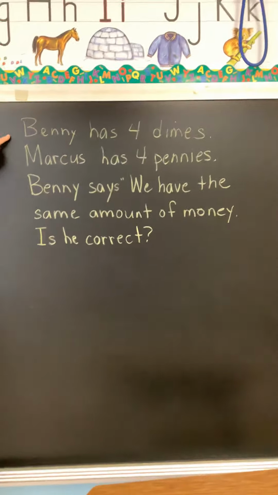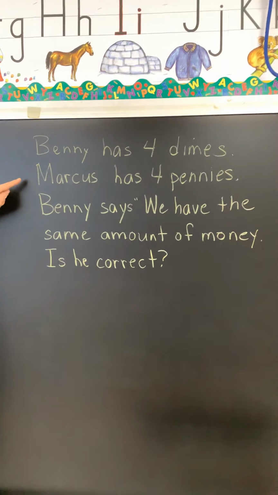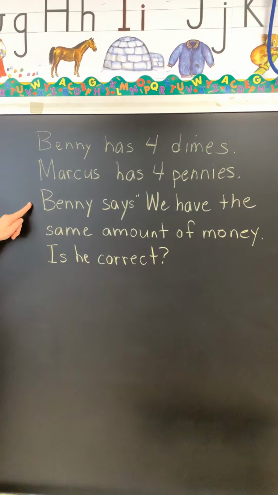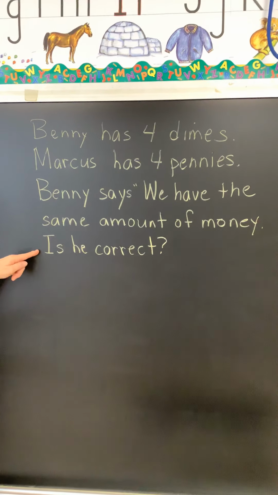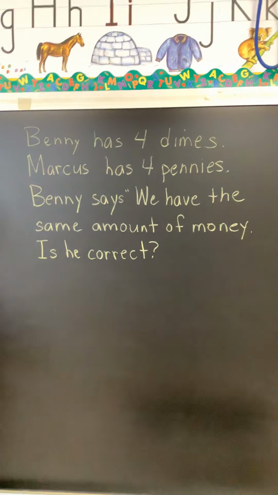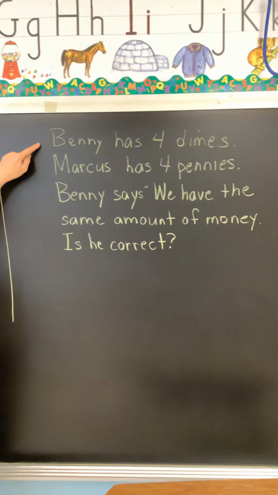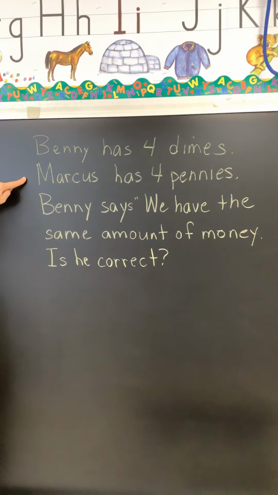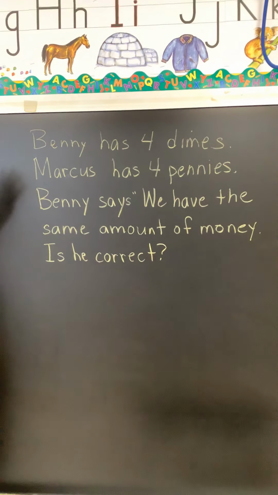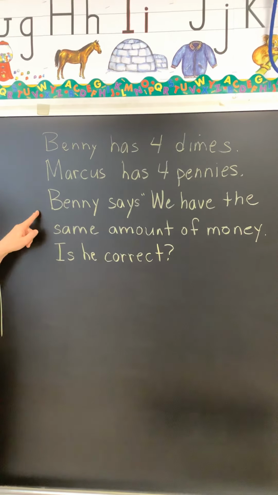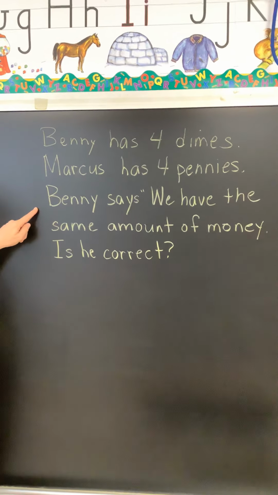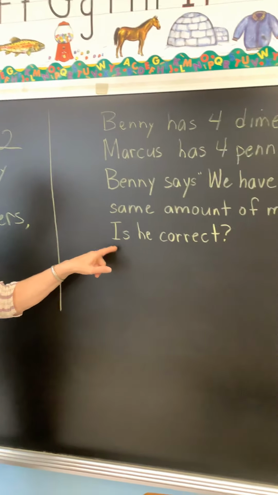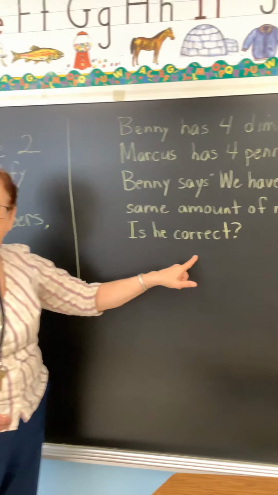It says Benny has 4 dimes, Marcus has 4 pennies. Benny says, we have the same amount of money. Is he correct? So let's think about that again. What do we know? We know that Benny has 4 dimes. We know that Marcus has 4 pennies. We wonder if this is true. Benny says, we have the same amount of money, and we wonder, is that true? What we want to find out is, is he correct? Is that a true sentence?